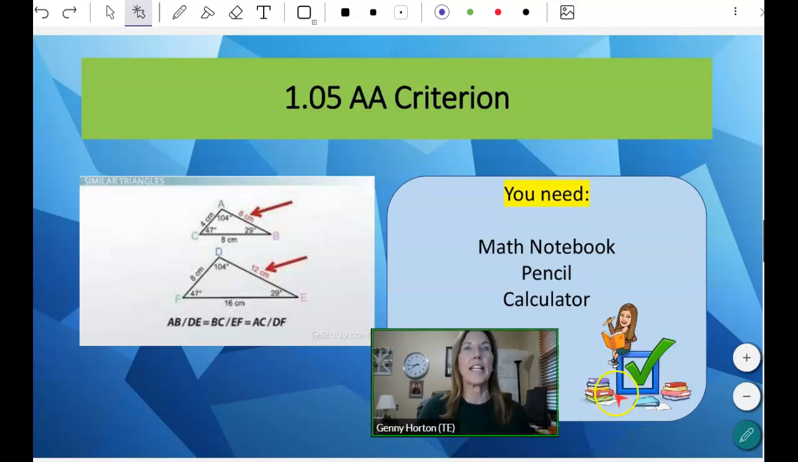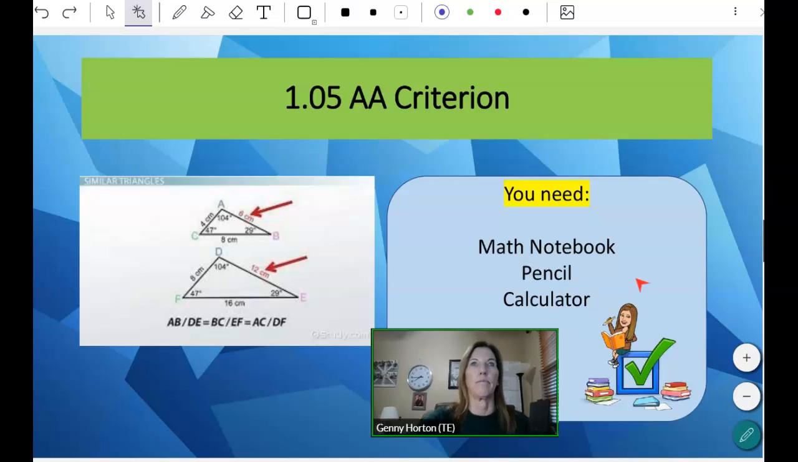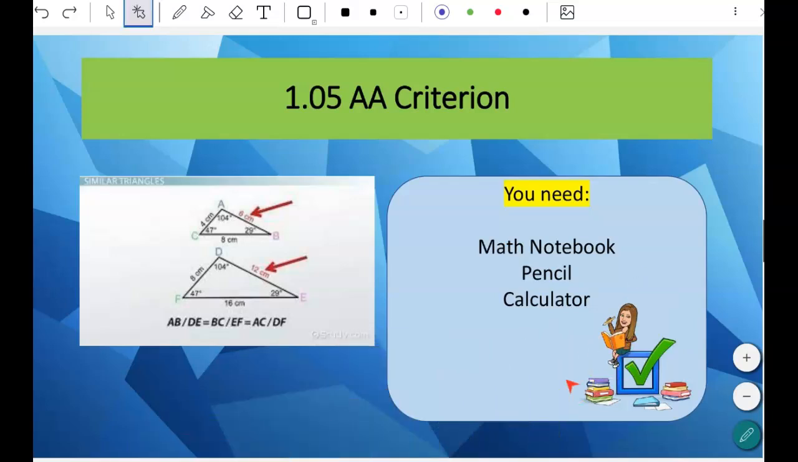All right, so today's lesson is 1.05, the AA criterion, and that just is angle-angle. And we will look at that. So please make sure you have your math notebook, pencil, and calculator. And remember to take notes and work out the example problems. And we'll go ahead and get started.